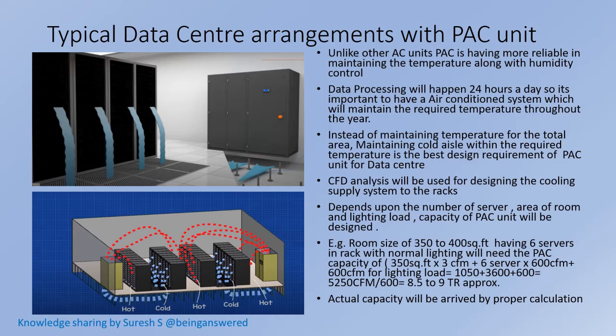Example, if you consider a room size of 350 to 400 square feet, having 6 servers in a rack with normal lighting, you will need a PAC capacity of approximately 350 square feet into 3 CFM per square foot, plus 6 servers at 600 CFM per server, and lighting load, where I have approximately taken 600 CFM. If you add everything, you will arrive at a CFM of 5250 CFM. A PAC unit will come with 600 to 850 CFM per ton capacity. So on average you will get 8.5 to 9 TR. This is approximate. The actual capacity you can arrive at by proper calculation.